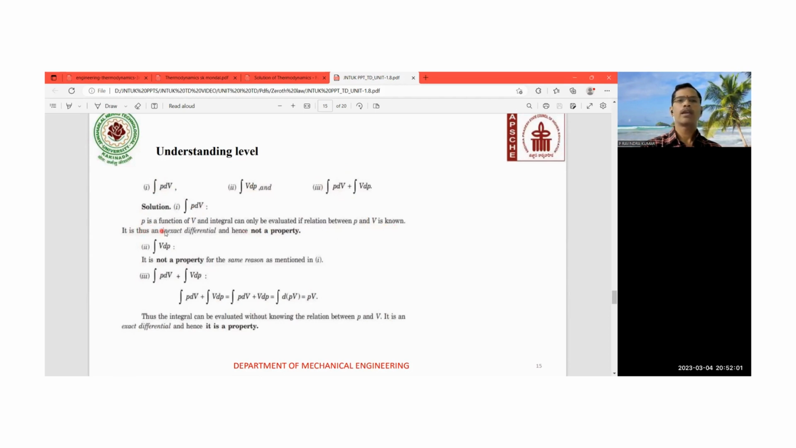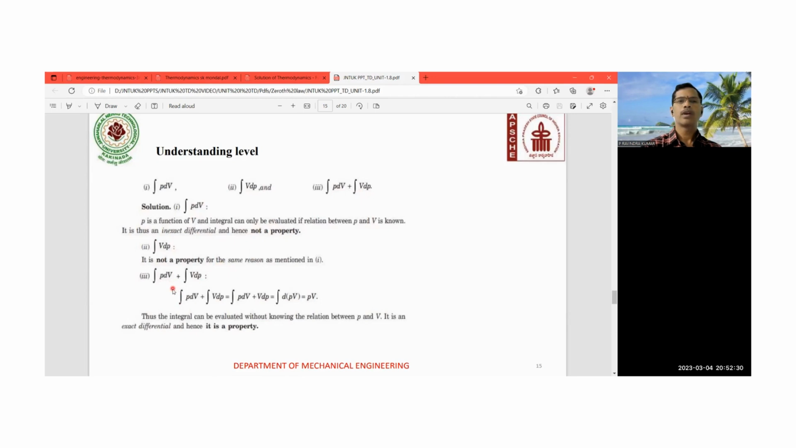So it is thus an inexact differential, because PdV work is an inexact differential, and hence it is not a property. That's why work and heat are not properties of a system. Next, there is VdP. It is also not a property for the same reason, because here V is a function of P and the relation must be known.